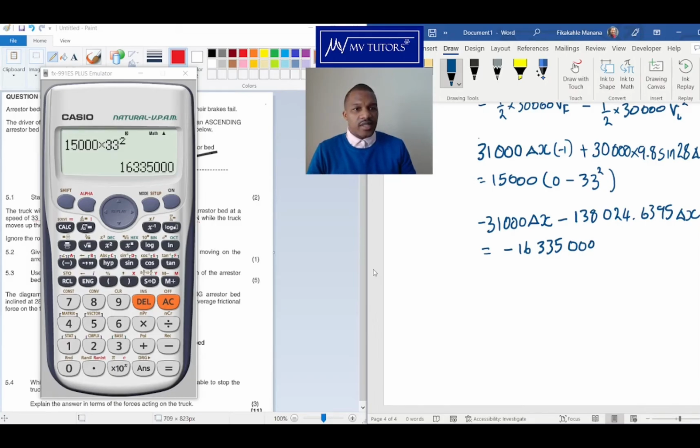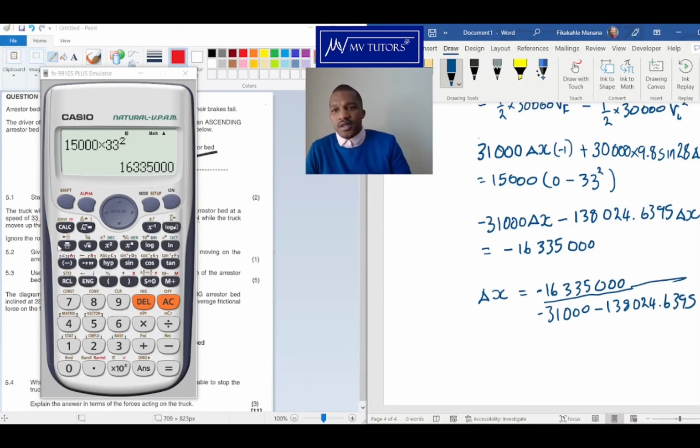So you see, this is one side, that's another side, and then the change in x is just going to be equal to this, which is 16,335,000 divided by, let me restore the negative for consistency's sake, 31,000 minus 138,024.6395. Okay, that's what I gotta put in the calculator.